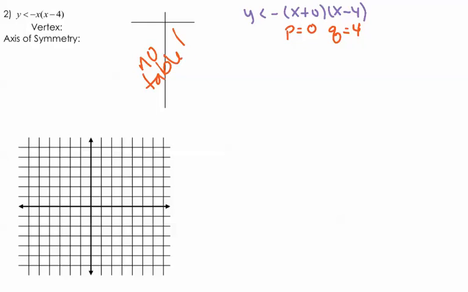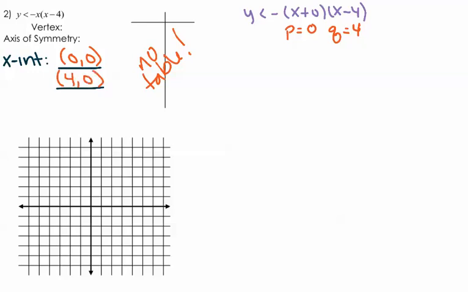Okay, remember for intercept form, you need your x-intercepts, your vertex, and your axis of symmetry. So I'm going to go ahead and add in right here x-intercepts because we are going to find our x-intercepts, which are going to come from the p and q values. So p equals 0 is going to give me an x-intercept of 0, 0, and q equals 4 would give me an x-intercept of 4, 0. So I've got my two intercepts.